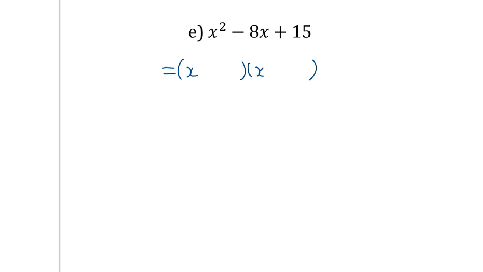So remember, in this case, because it's positive, they're either both positive or both negative. And we don't need to worry about which one it is yet. We don't care if it's both positive or both negative. We'll deal with that in the next step. So you're looking for two numbers that multiply to 15 and add to 8.